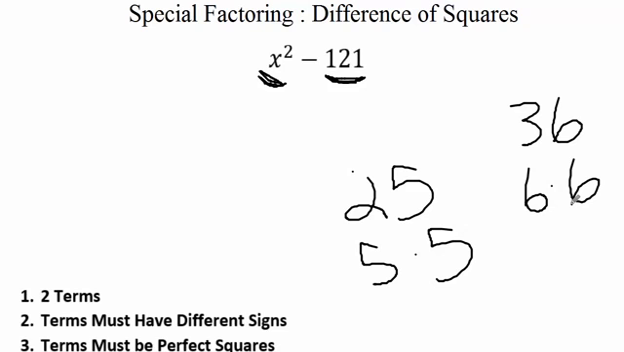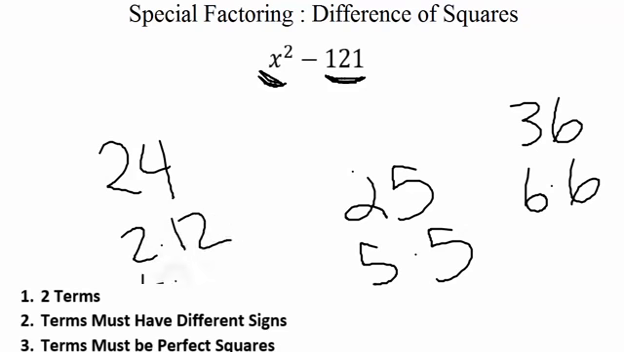A non-example would maybe be something like 24. 24 is not a perfect square. We do have 2 times 12. We do have 6 times 4. We still have factors that multiply to get it, but the factors must be the same. 2 and 12 or 6 and 4 are not the same factor. Whereas over here with 25, the 5 times the 5 is the same thing. 6 times the 6 is the same thing.